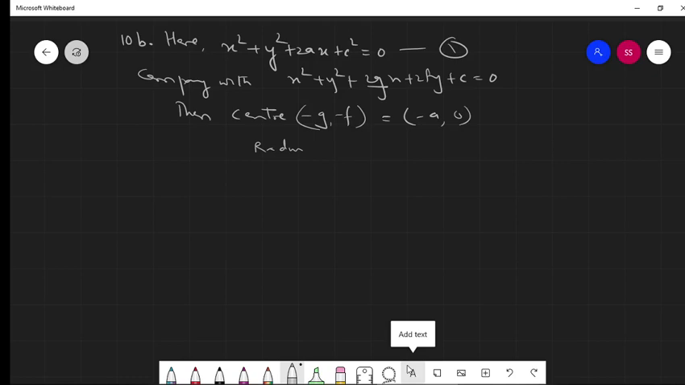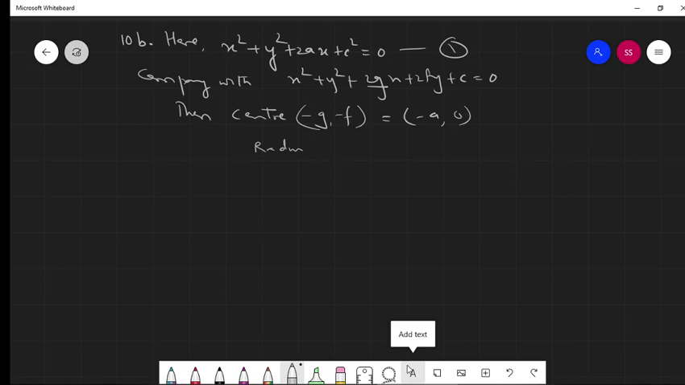Similarly, the second circle is x² + y² + 2by + c² = 0. Comparing with x² + y² + 2gx + 2fy + c = 0, only the y term is present, so the center of this circle is (0, -b), while the first was (-a, 0). The radius r equals the square root of b² - c².